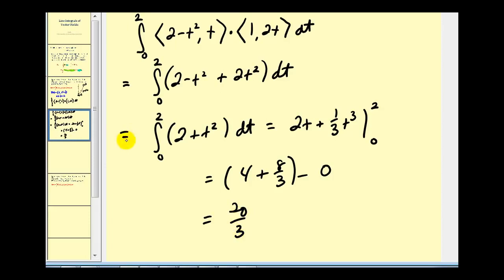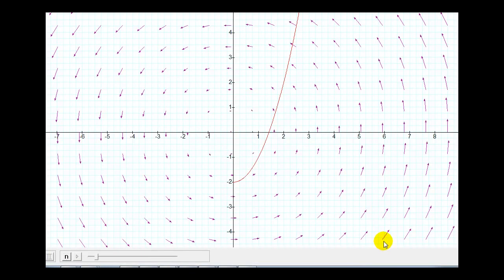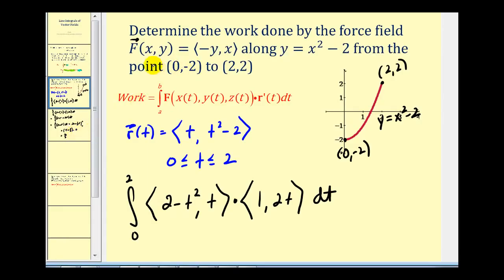Let's take a look at the given path in this force field. So here we see the force field, and the path we're taking is from this point here to the point 2, 2. Now notice how the vector field is moving counterclockwise, and the path is also moving counterclockwise. And that's the reason why the work is positive. If the motion is in the same direction as the force field, the work will be positive. And if it's in the opposite direction of the force field, the work should be negative. Now notice for this example, our force field was 2-dimensional, and now we'll take a look at one that's 3-dimensional.